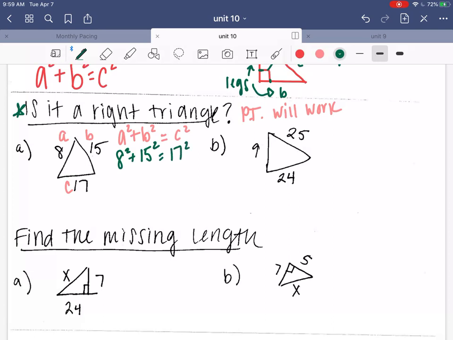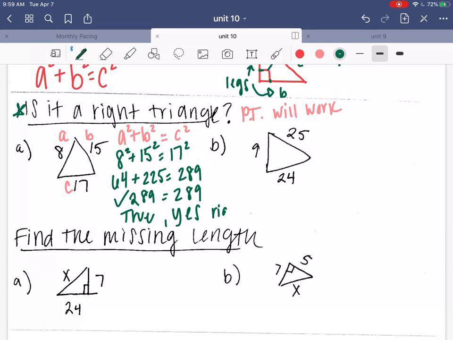You can either multiply these numbers by themselves to get the squared, or you can do it in a calculator. 8 squared is 64. 15 squared is 225. And 17 squared is 289. And 64 plus 225 is 289. And 289 does equal 289. Since this is true, it works, then yes, it's a right triangle. So it's just yes or no. Yes, it's a right triangle, or no, it's not a right triangle.